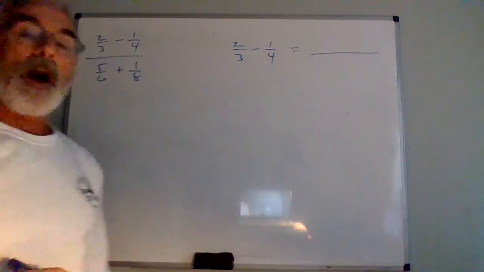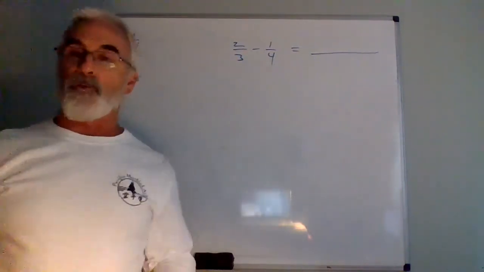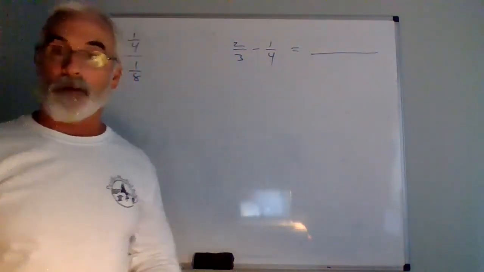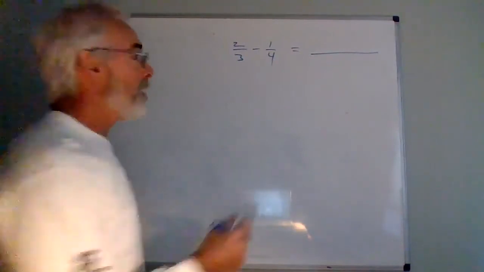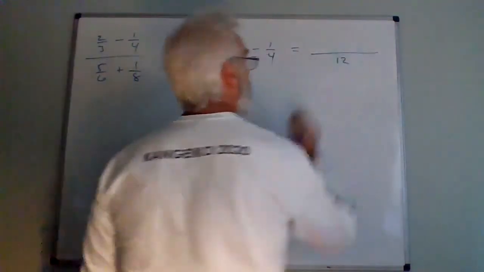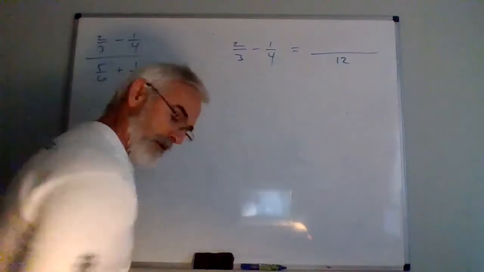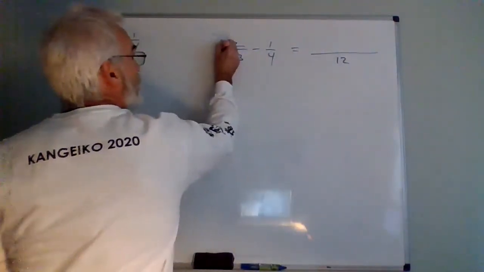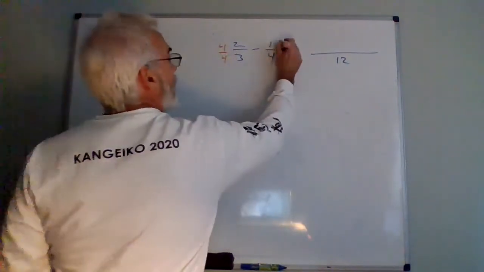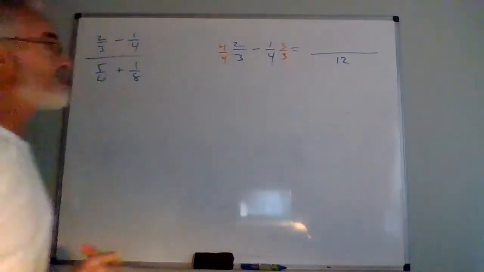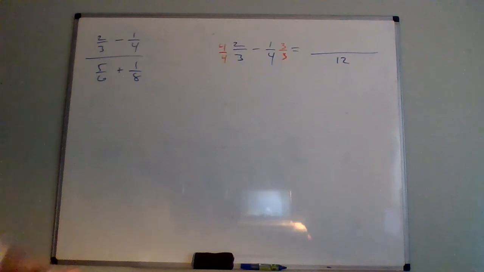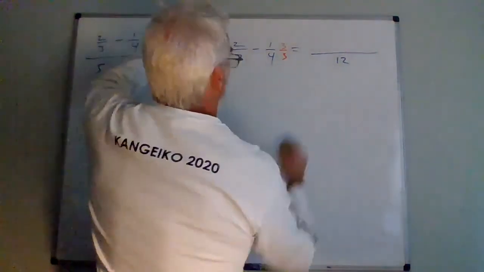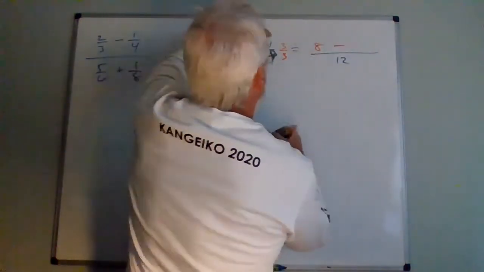So we want to pick a common multiple. Well, since 3 and 4 are mutually prime, meaning their only common factor is 1, the least common multiple is going to be their product. And so I need to make both of these 12s. So I'm going to multiply this one by 4/4, this one by 3/3. This is the traditional way. This is absolutely correct. So this will be 8/12 minus 3/12.